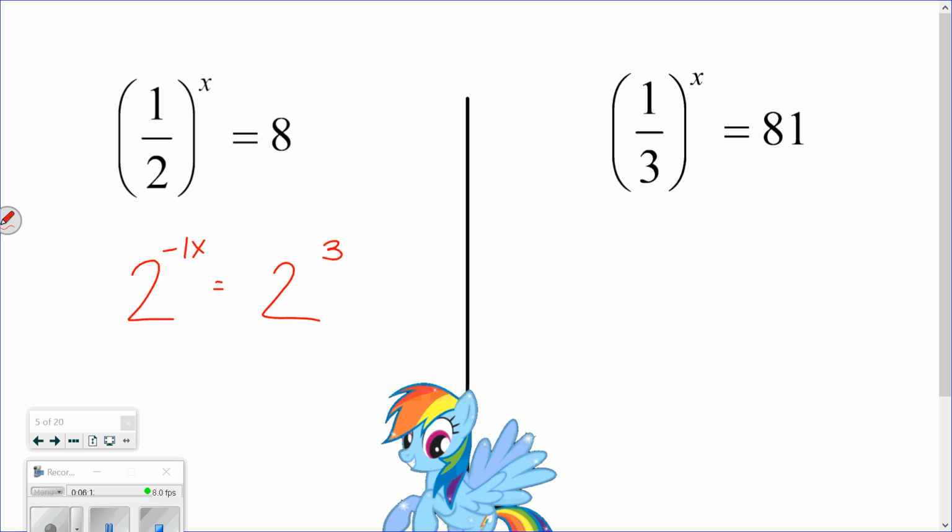So now the bases are the same, so that means the exponents are the same. So negative 1x equals 3. So x equals negative 3.